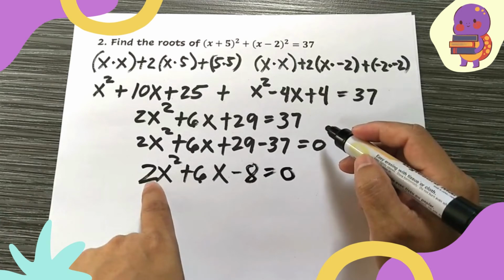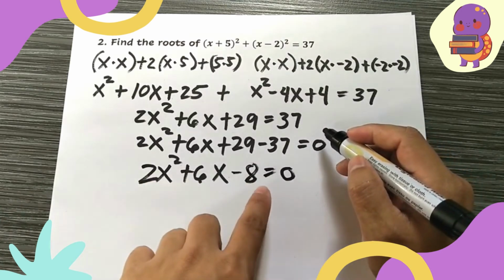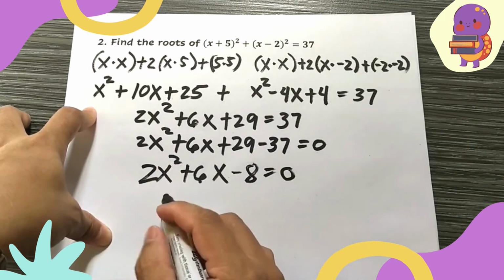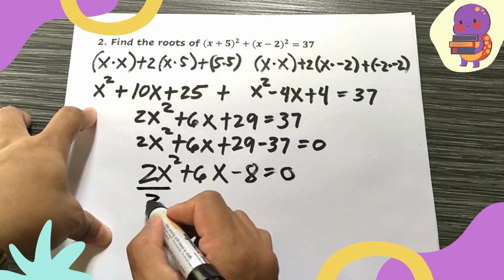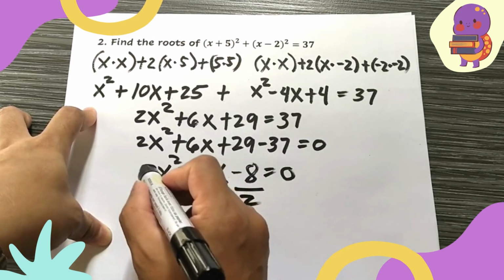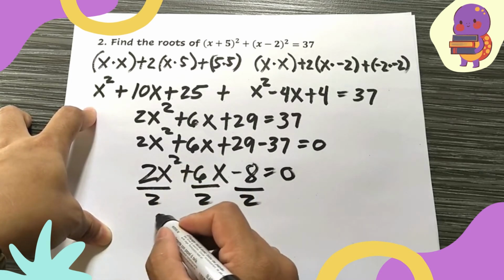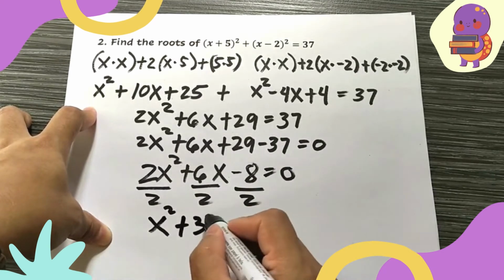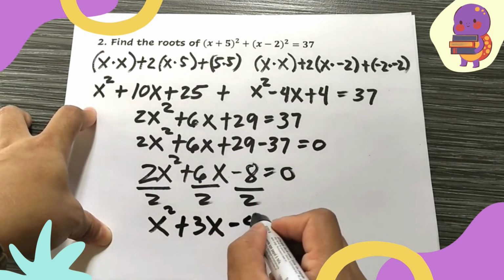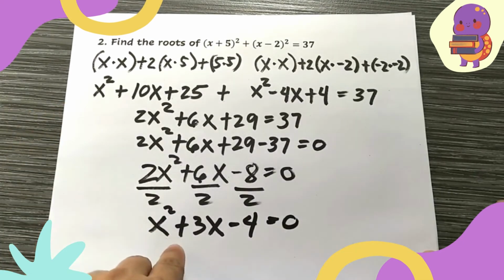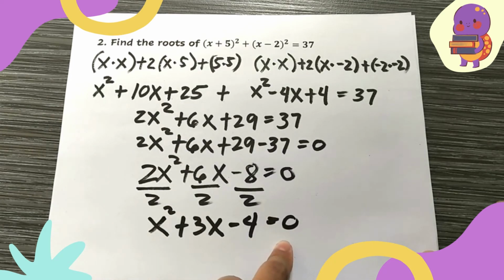Now, observe, you have 2x squared, 6x, and 8. They are all divisible by 2. So, we can simplify this further to make it easier to factor later. 2 divided by 2 is 1, so we get x squared. 6 divided by 2 is 3x. 8 divided by 2 is negative 4, equals 0. So, we now have the simplified form: x squared plus 3x minus 4 equals 0.